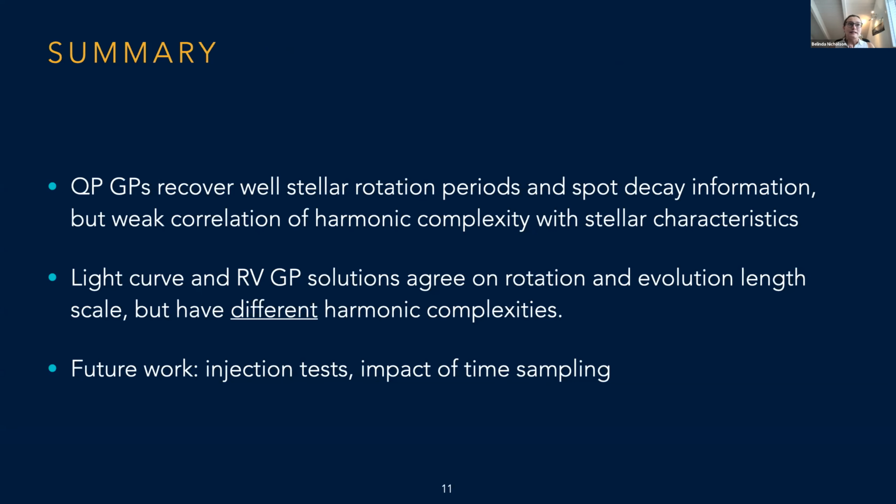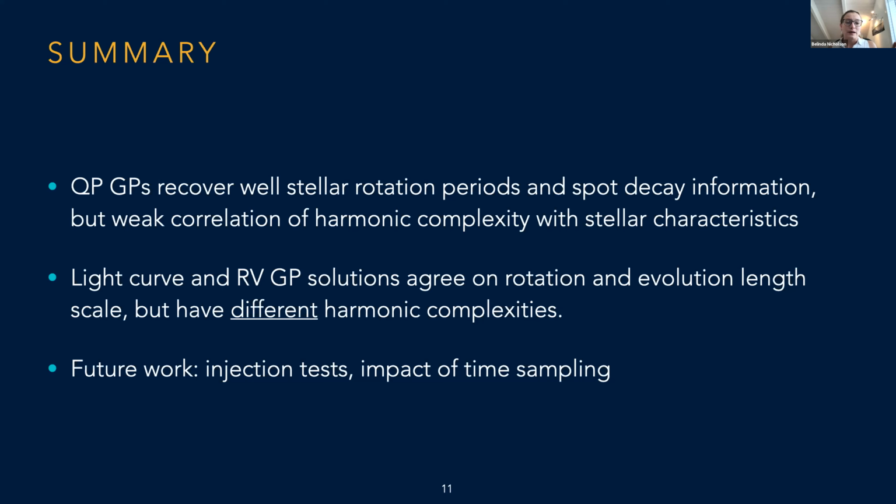So that brings me to my summary. The summary of this work is that we can recover well rotation periods and spot decay information. These things we can get out of a quasi-periodic kernel GP. But for the other parameters, it's unclear whether they really have physically meaningful information in them. Certainly there's much more study to be done. There are a few more things that I'd like to test to understand better the way those parameters work.